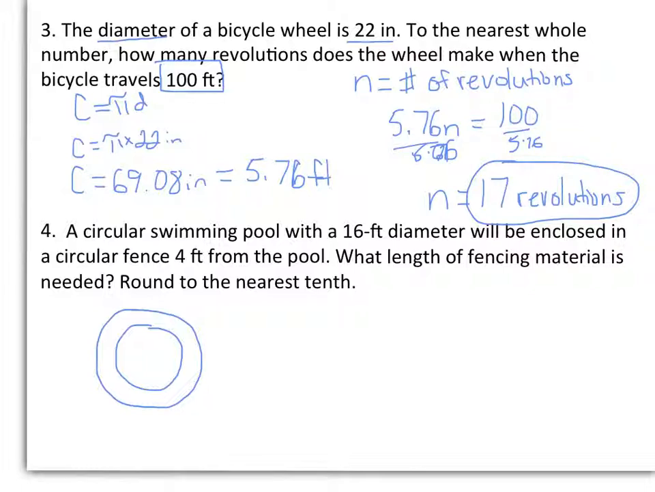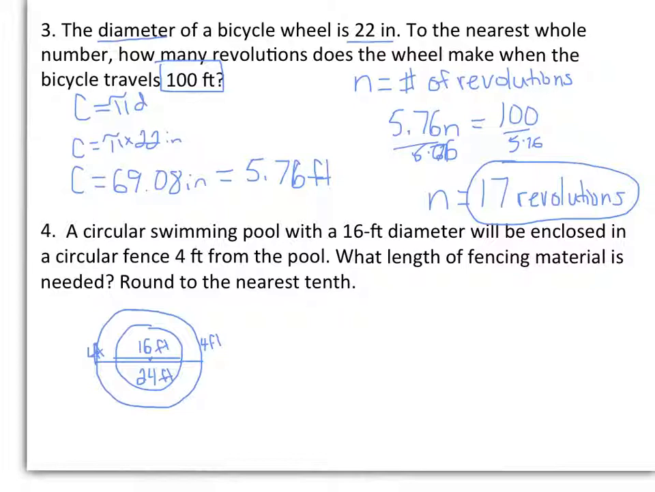Okay, the swimming pool has a 16-foot diameter. And there is a circular fence 4 feet from the pool. So we have 4 feet here and 4 feet here. So that makes the diameter of the fence 24 feet. We have to add 8 to our 16 feet.